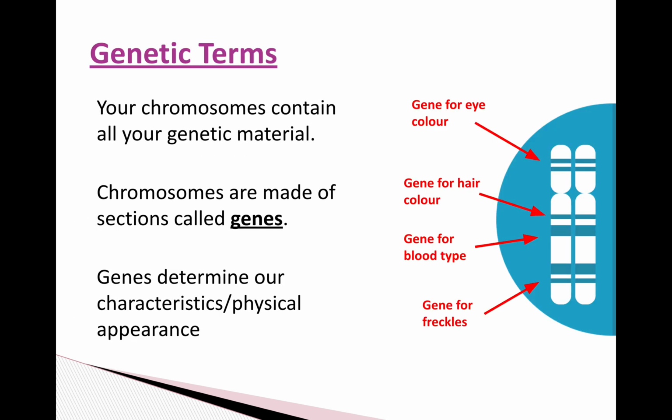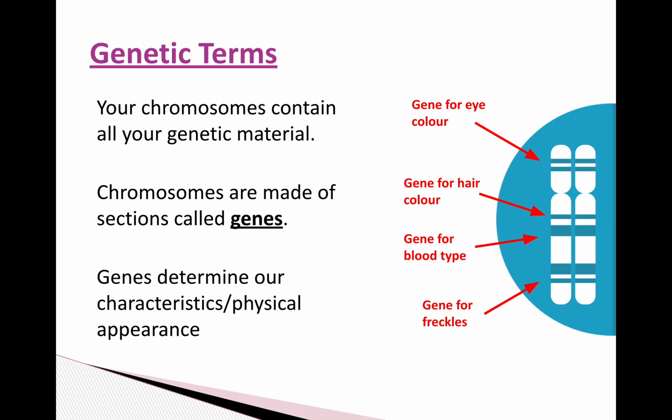In genetic terms, we have these big structures called chromosomes. Chromosomes are what carry your genetic material. The picture on the right shows you two matching chromosomes. One came from the dad and one came from the mum. So you have 46 chromosomes in total if you're human. You have 23 from your dad, 23 from your mum. So we say there's 23 pairs of chromosomes.